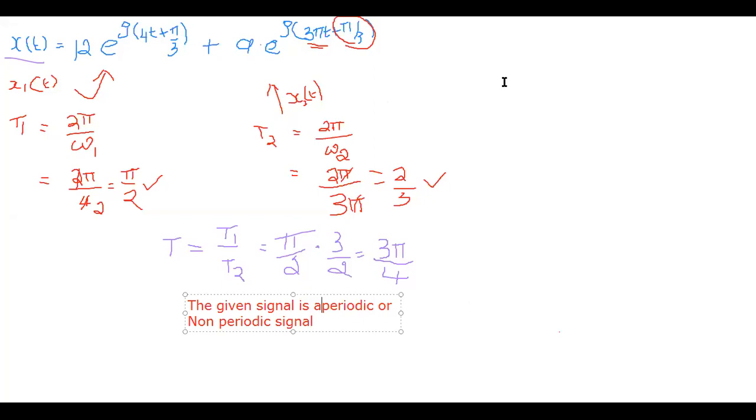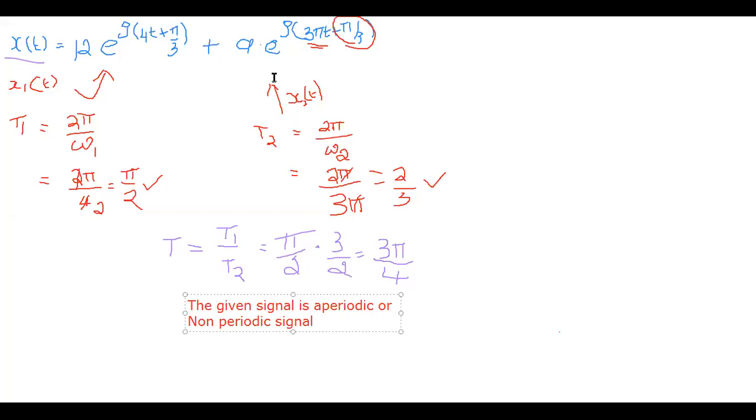Now this is about continuous time signals. In this way, we determine the fundamental time period of the given signal. The fundamental time period exists only if it is a periodic signal; it does not exist if it is a non-periodic signal. Now similarly, we will solve two problems which belong to the discrete time case.